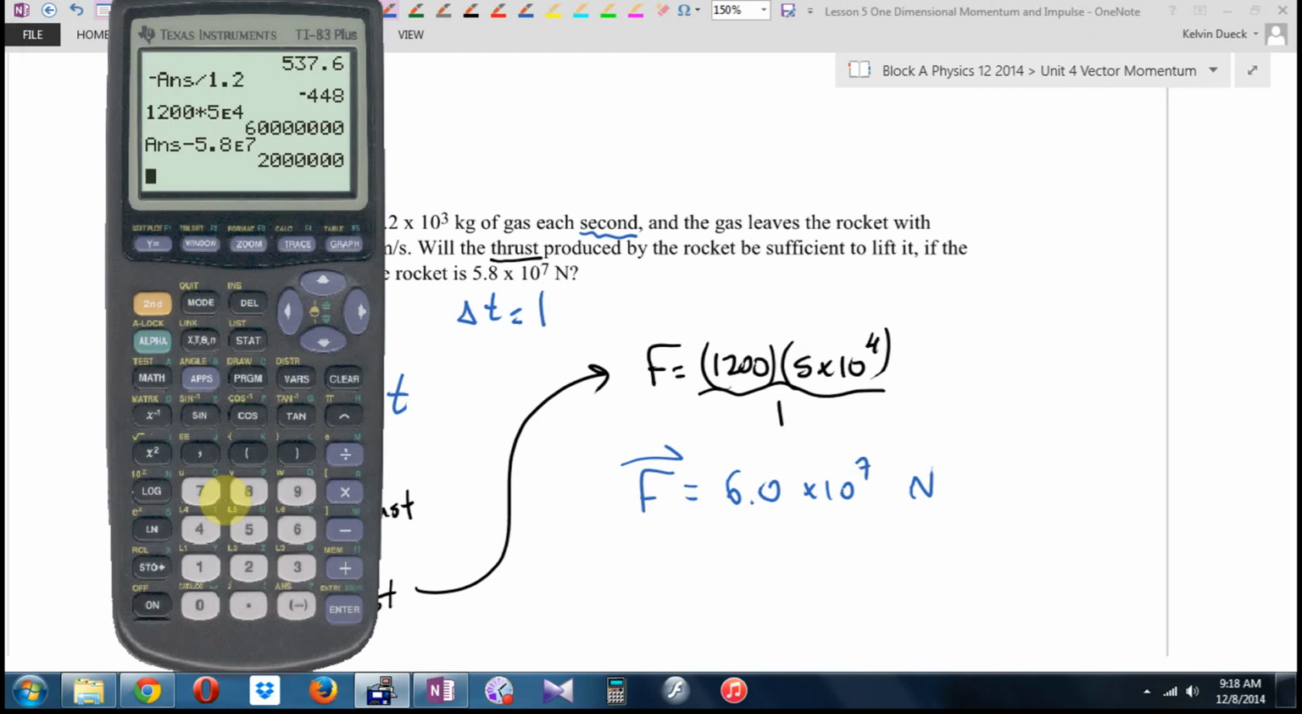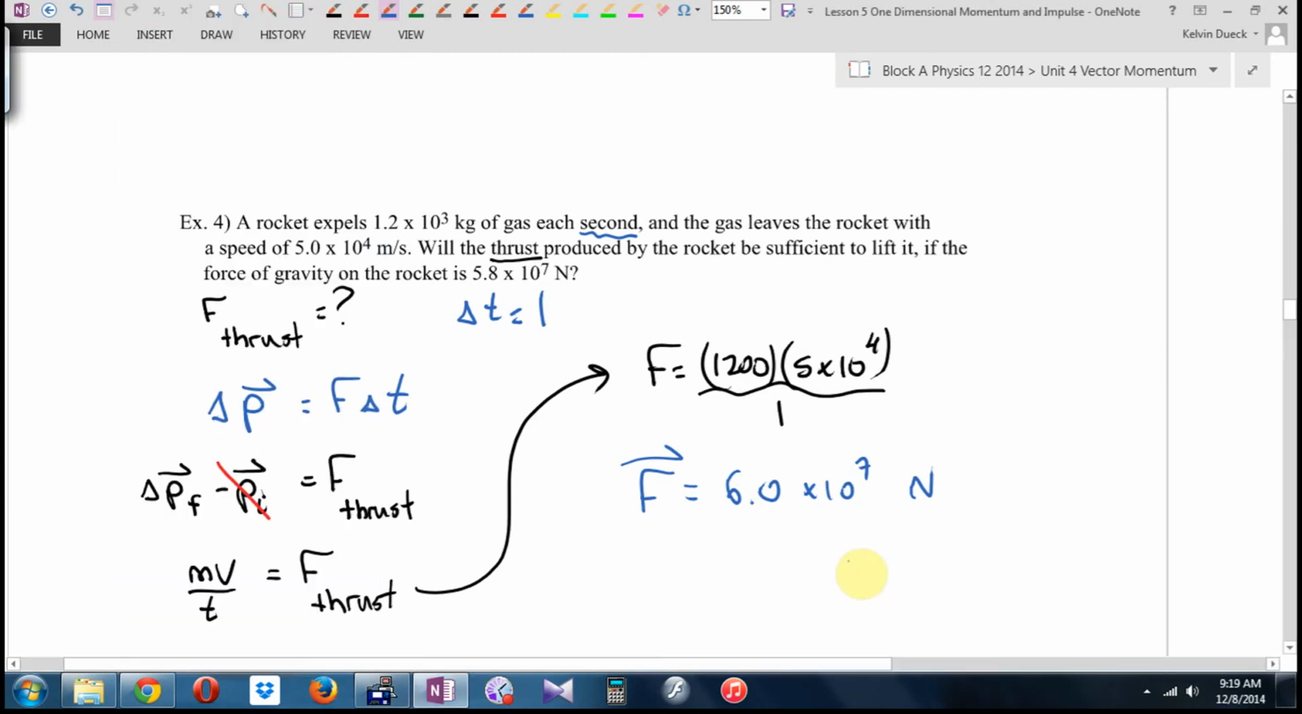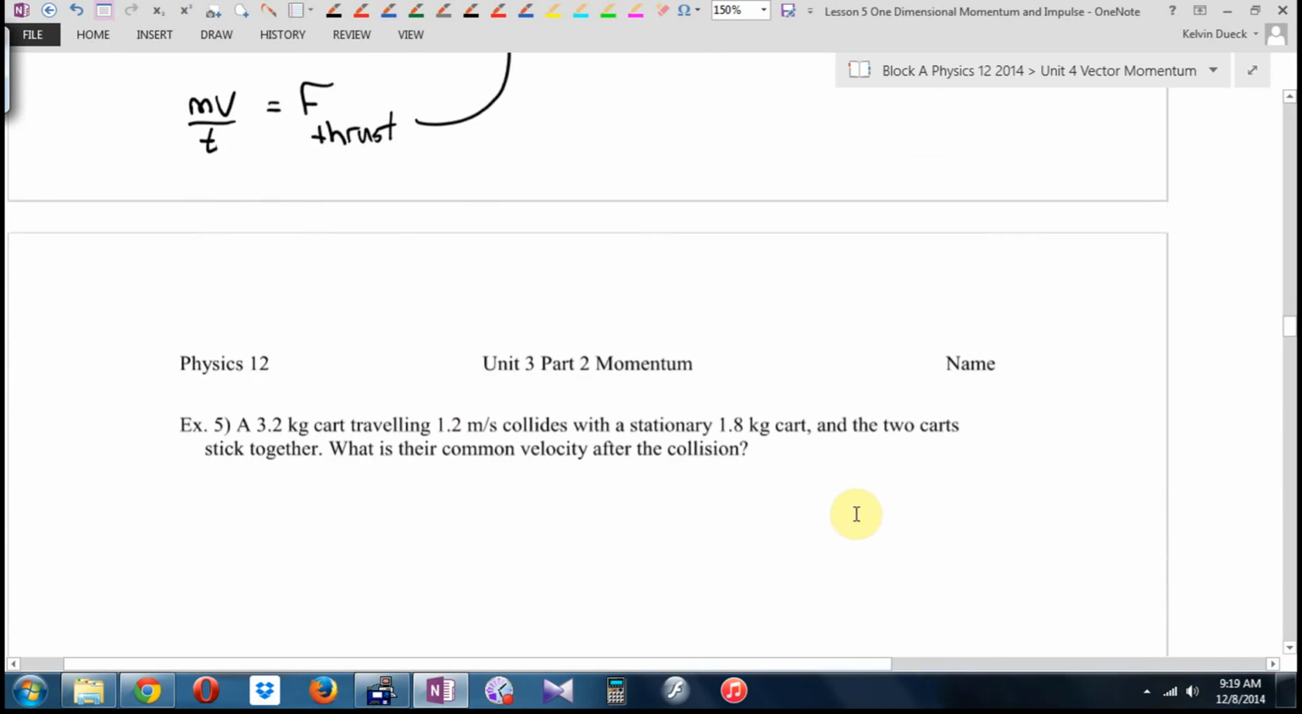What's the mass? Not 1,200. The mass of the rocket would be, well, if that's the force of gravity on the rocket, that's mg on the rocket. I could divide that by g. I could figure out the acceleration if I really wanted to. We won't. Next question.